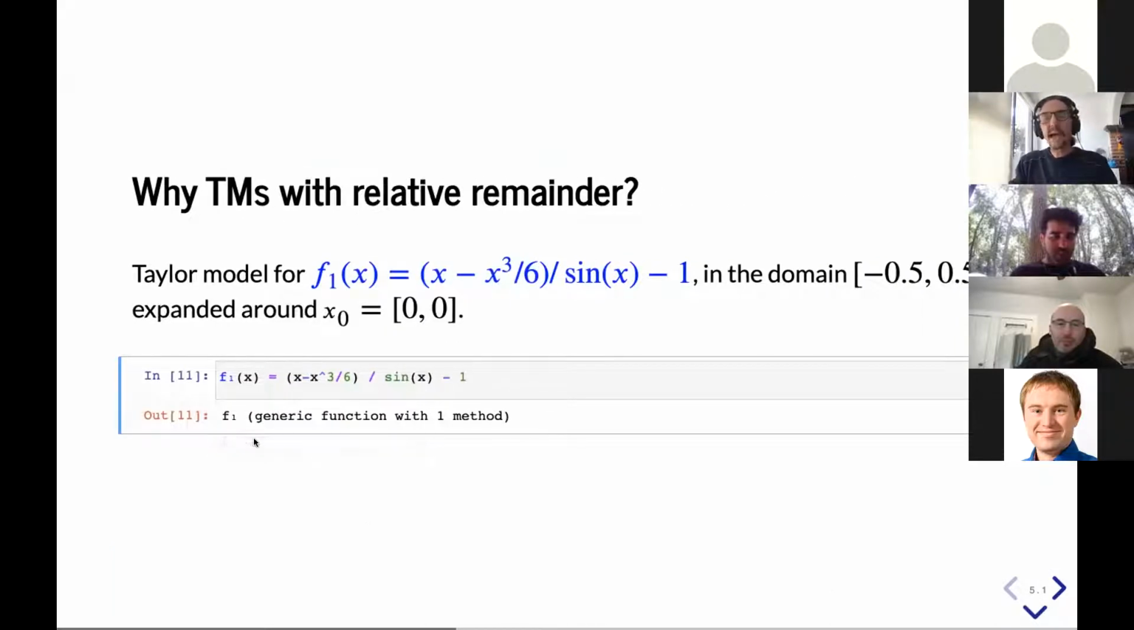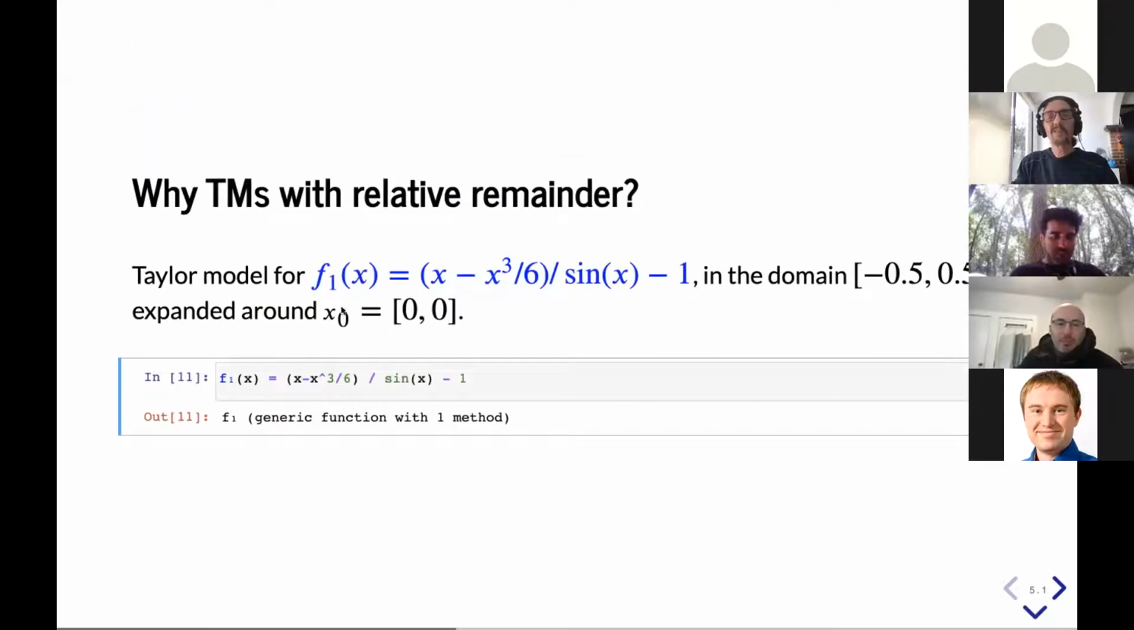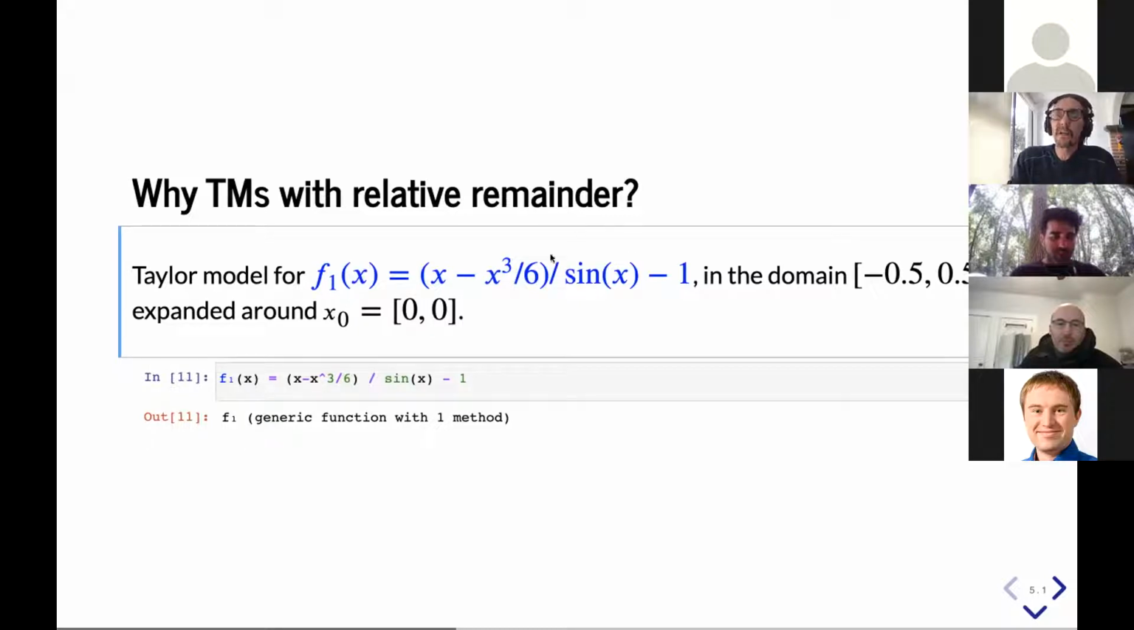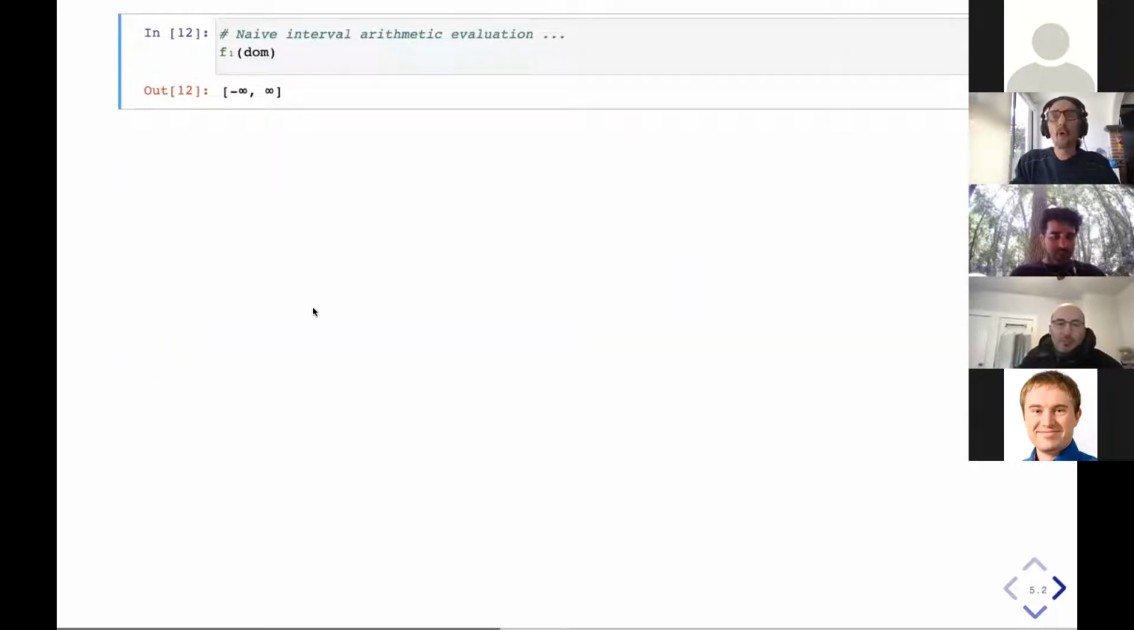I think I will not be able to show the plots for some reason, but let me go again to this function. This has a removable singularity. If you notice, x minus x to the third over 6 is essentially the first two terms of the Taylor series of sin of x, and this -1 gives you the error that you are performing on this expansion. I will be doing the expansion around the 0 value in a symmetric domain. If I do it with normal interval arithmetic, I get -infinity to infinity, which someone was commenting should be the proper result for the division.